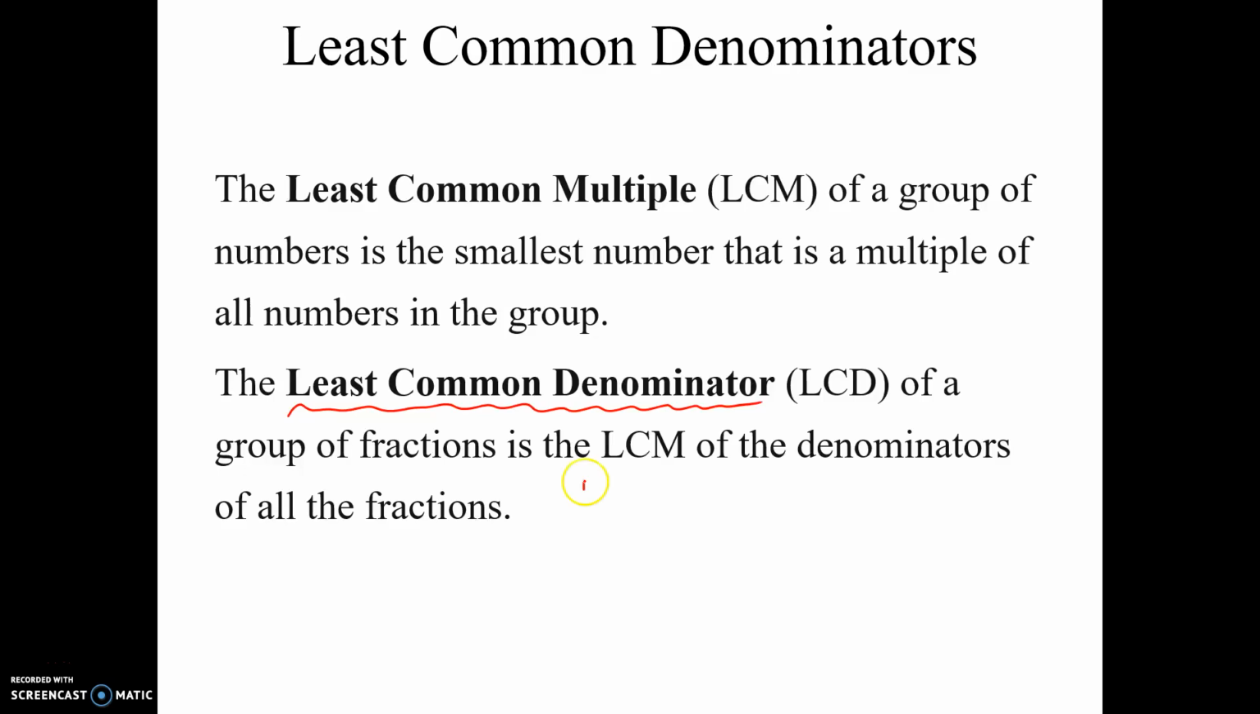For example, let's say we have 1/4 plus 1/6 plus 3 over 8. The least common denominator is a number that 4, 6, and 8 can all go into. For example, let's take a number like 12. 4 can go into 12, 6 can go into 12, but 8 cannot. That is not the LCD. So let's try 24. 4 can go into 24, 6 can go into 24, and 8 can go into 24. That is the LCD.